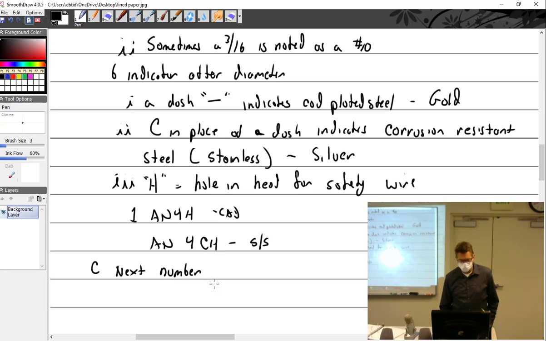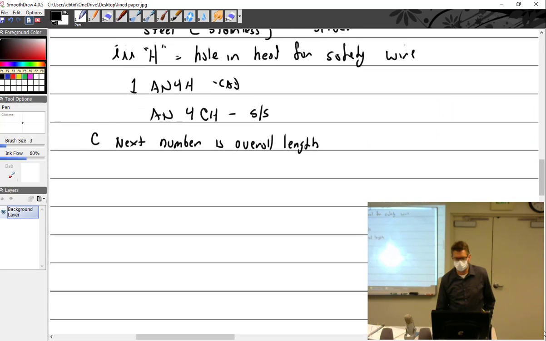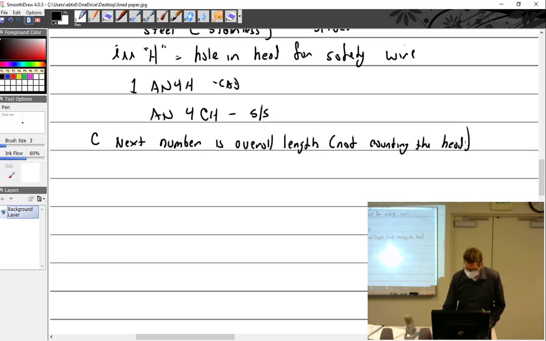Next number is overall length. Overall length, not counting the head of the bolt, in 1/8 inch increments.